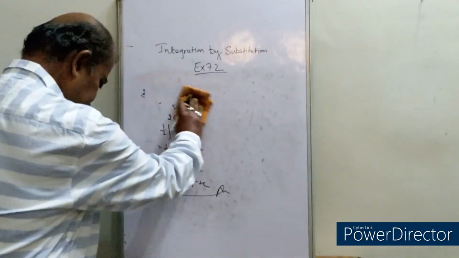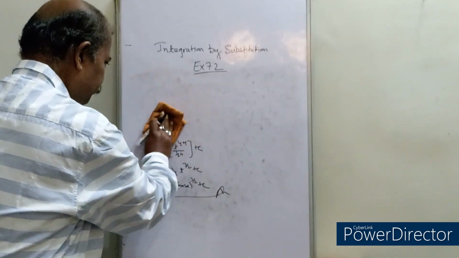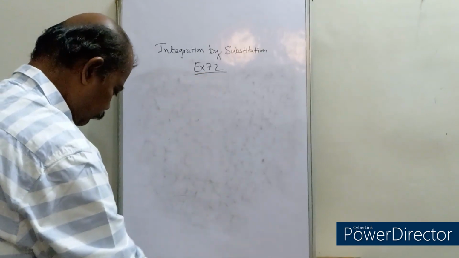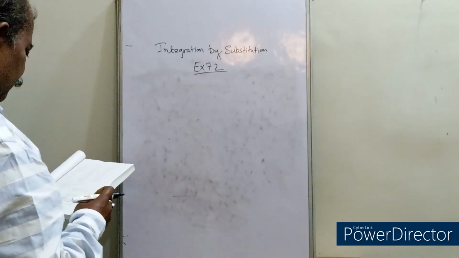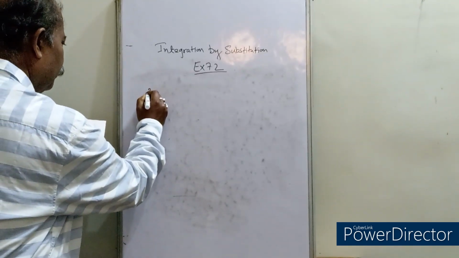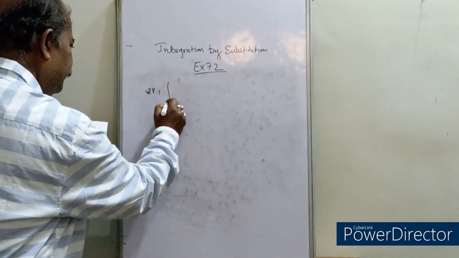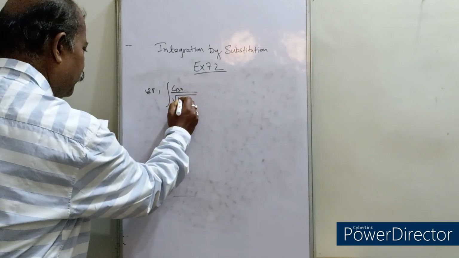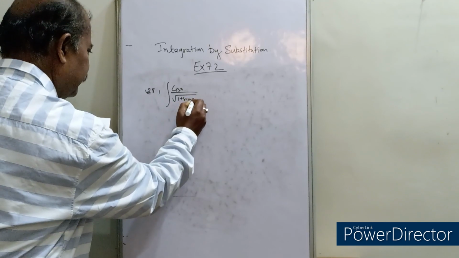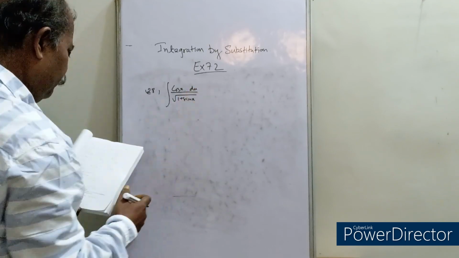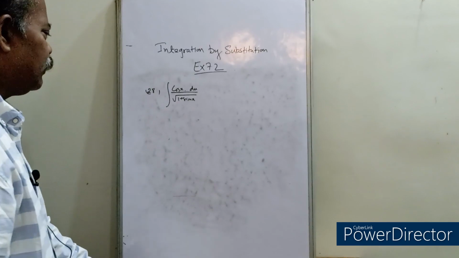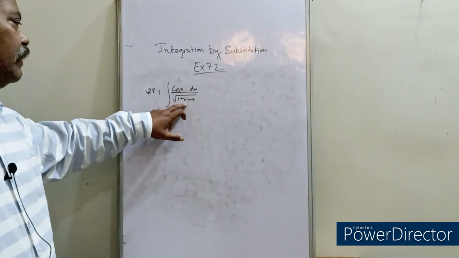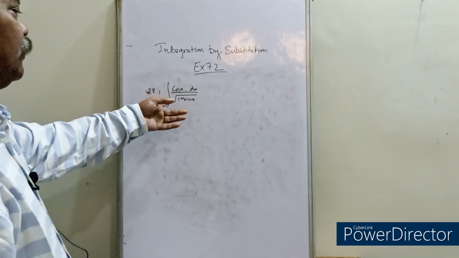Now my next question is 28. Here you see 28. That is integration of cos x by root 1 plus sin x dx. This is very easy, because everything is clear here: if you take sin x, the differentiation of sin x is cos x.